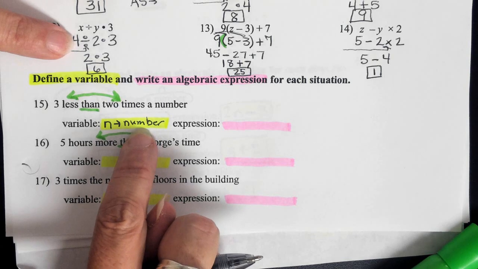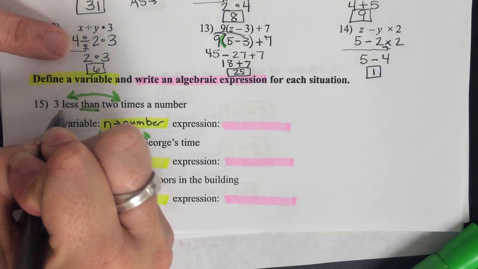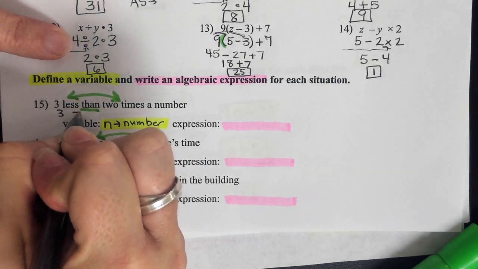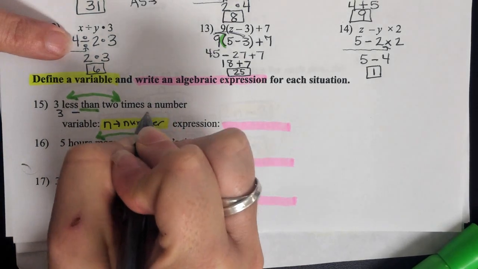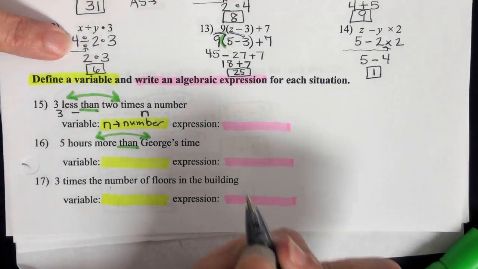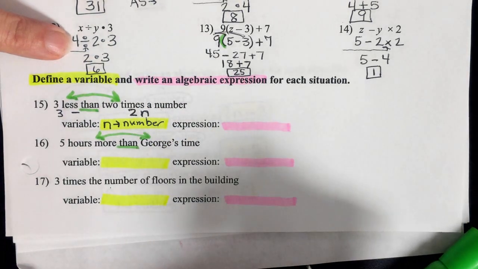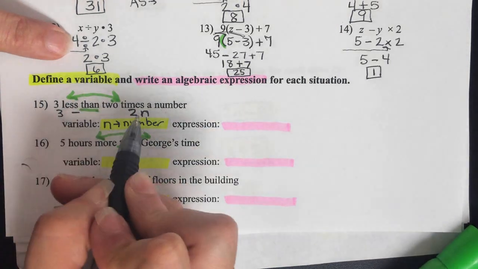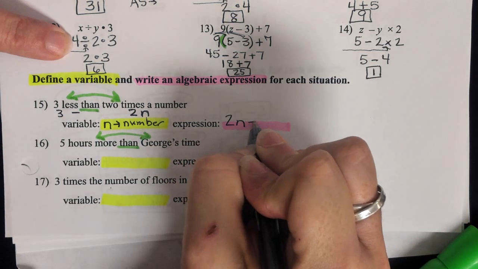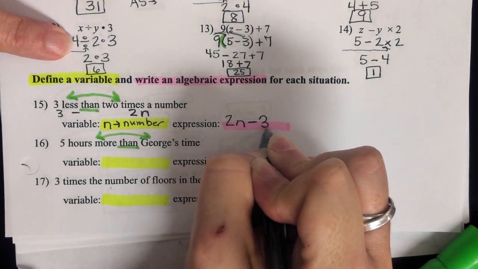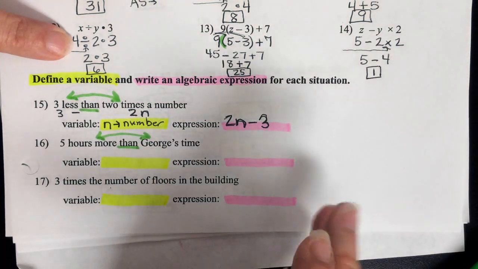Okay. Now, what I'm going to do is go up in there and kind of put some numbers with it. So this says 3 less than means subtract. 2 times a number. Well, I know a number is n, but 2 times it means 2n. But if we flip-flop it, it'll be 2n subtract 3, right? 2n, subtract 3.